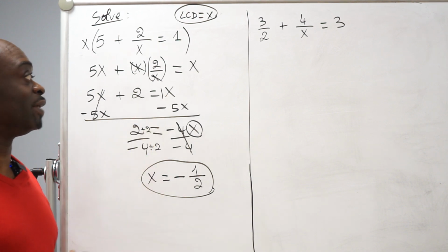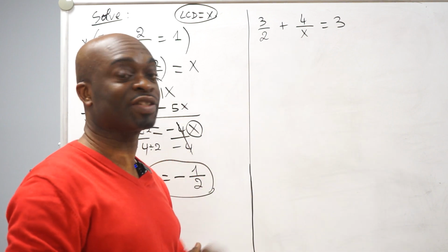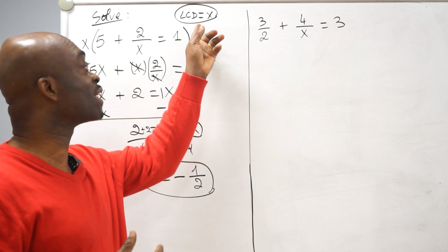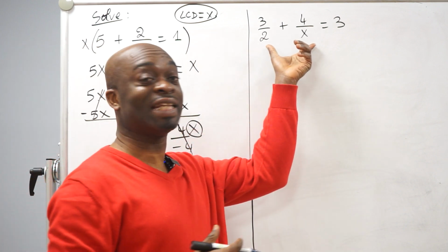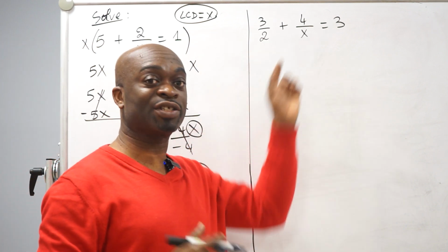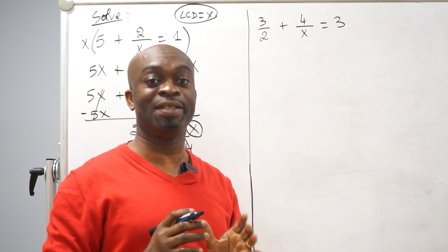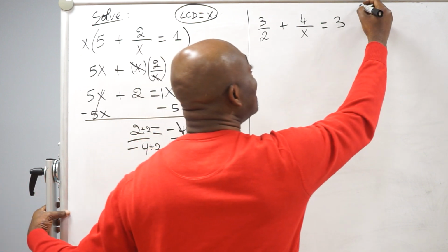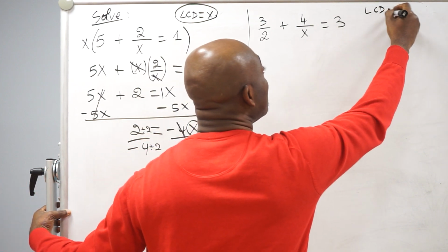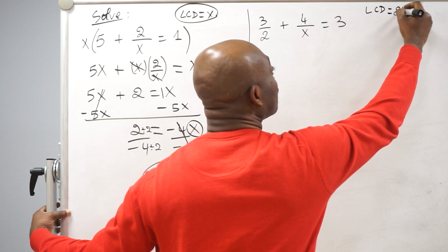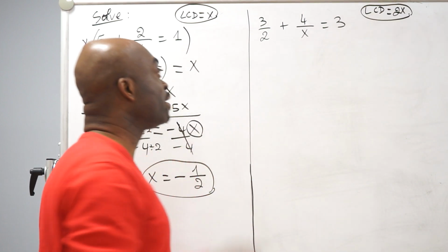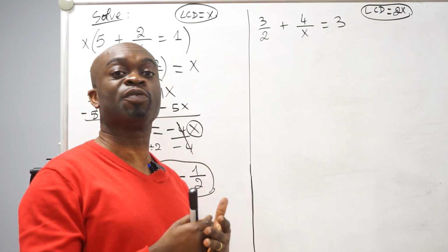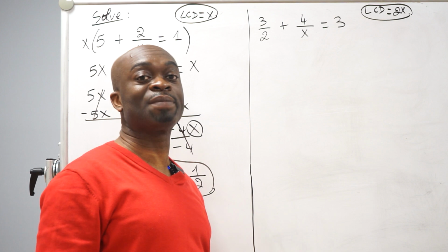Now let's take the second one. 3 over 2 plus 4 over x equals 3. If this is what we're dealing with, also we have to find the lowest common denominator. What do we have as denominators here? We have 2 and then we have x. Those are two separate entities, so you can just multiply them to get your LCD. The lowest common denominator, ladies and gentlemen, in this case is 2x. Again, 2 is a different entity than x, so you multiply both of them together and end up with 2 times x, which is 2x.